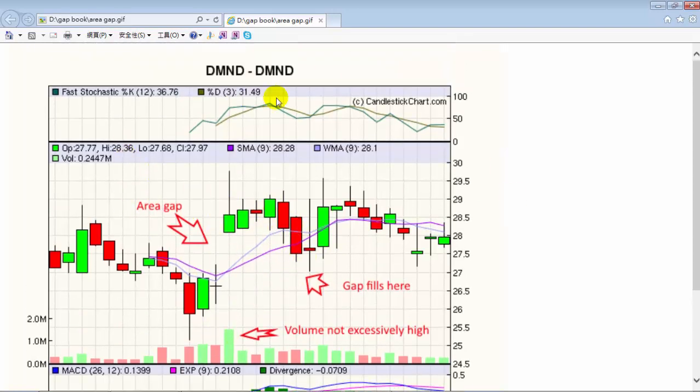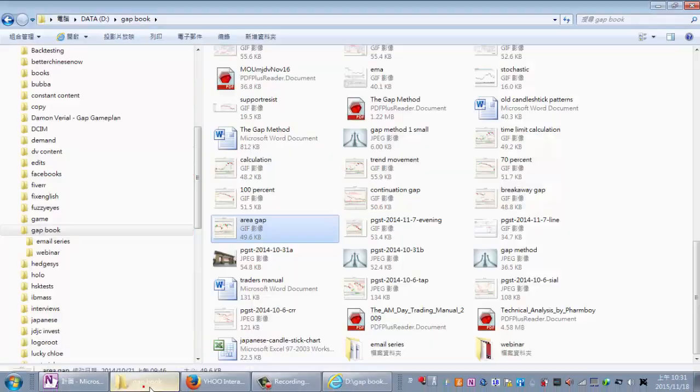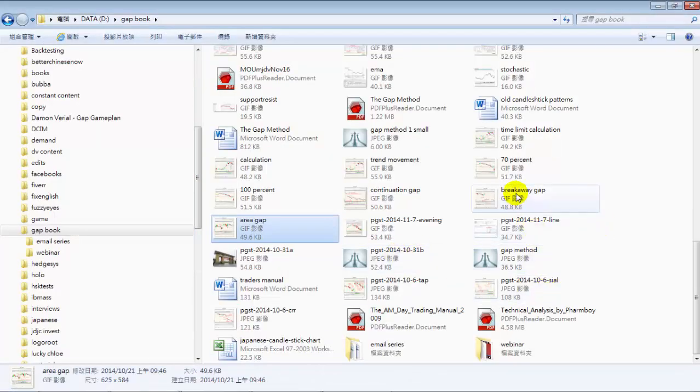For this particular stock, it happened on day 6. Now, I gave you a lot of info in the gap game plan as to how to recognize an area gap versus a breakaway gap, which I'll show you now.